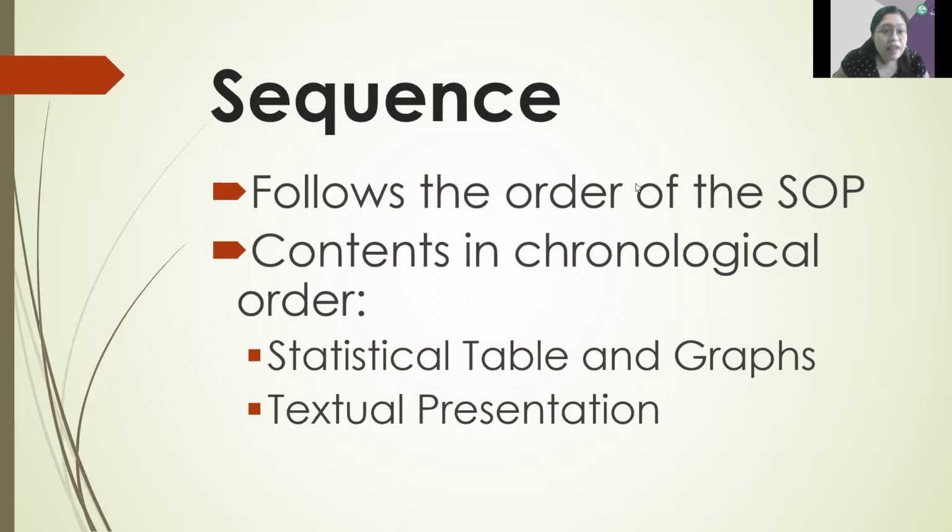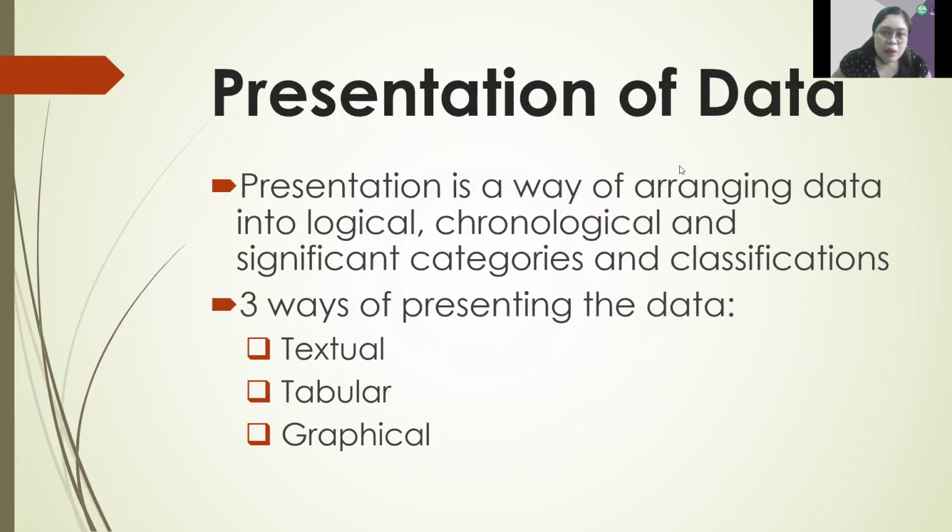The contents are in chronological order. The table comes first, or if applicable, graphs come first. And then that should be followed by a textual presentation. So we have presentation of data. We will be arranging the data into logical, chronological, and significant categories and classifications. Now, we have 3 ways of presenting our data. It can be textual, tabular, or graphical.